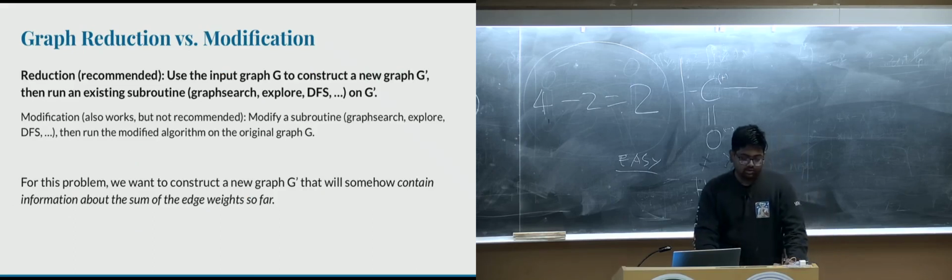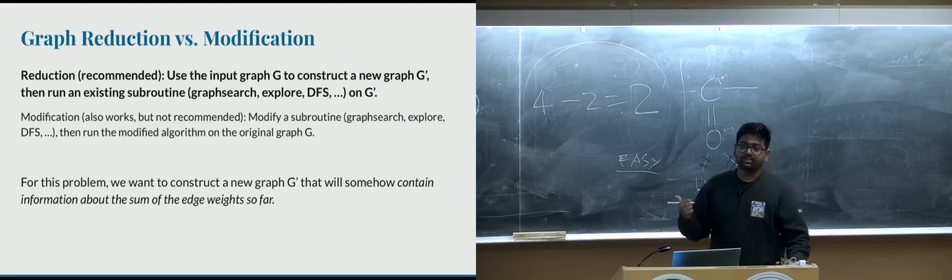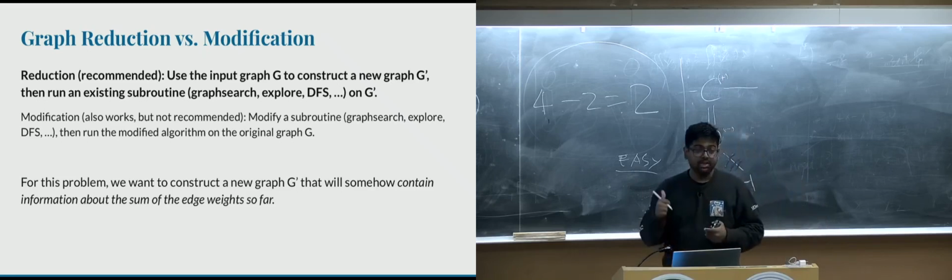Till now, whenever you are solving a graph problem, there are 2 major ways to approach it. The first one is reduction, and that is the recommended one. In reduction, we change our input graph G to a G prime, and then we use some already existing subroutines. The benefit of this way is that you don't have to prove the subroutine itself. You just have to show the relation between G and G prime, that G prime is consistent with G, and then you can piggyback on the subroutines that you already learned in the lectures.